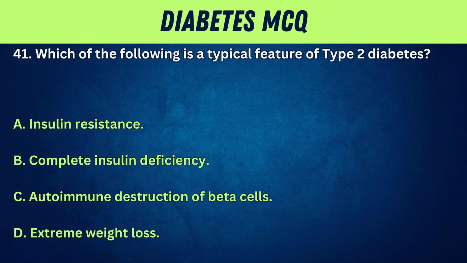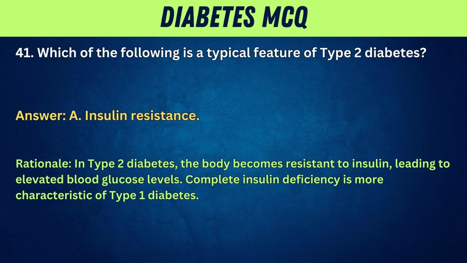41. Which of the following is a typical feature of type 2 diabetes? A. Insulin resistance. B. Complete insulin deficiency. C. Autoimmune destruction of beta cells. D. Extreme weight loss. Answer: A.